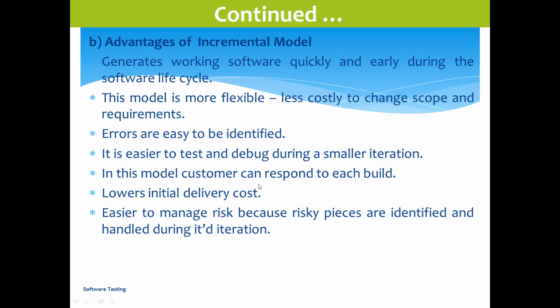In this model, the customer can respond to each build. After one build is complete, it goes for small releases. The customer is also involved, so that if there is any problem, complaint or change required from the customer side, they can inform in the middle. If they inform only at the last moment, in the last release, then it is very difficult if so many complaints are coming. So with small parts, it is good for the customer, and also for the organization, developers and testers.